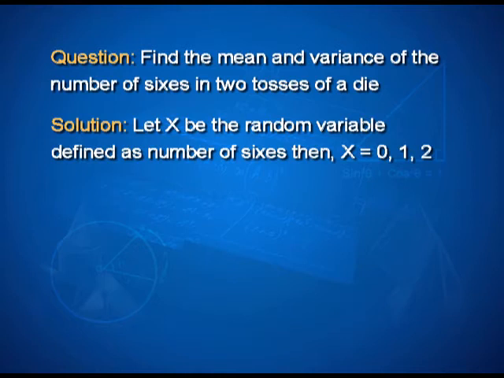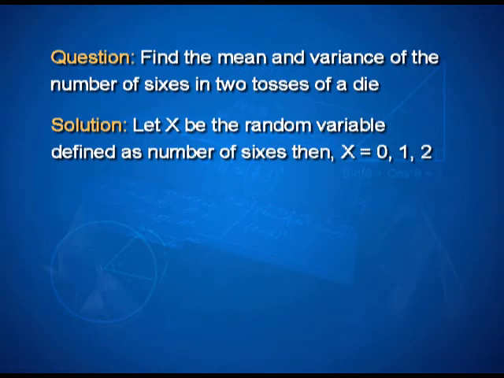So, how many sixes can I get? When I roll a die twice, either I can get a 6 on both dice, which means I can take x as 2. I may get a 6 on one of the dice, so x can take the value 1, or 0 when both dice do not show a 6. So, x takes the values 0, 1 and 2.